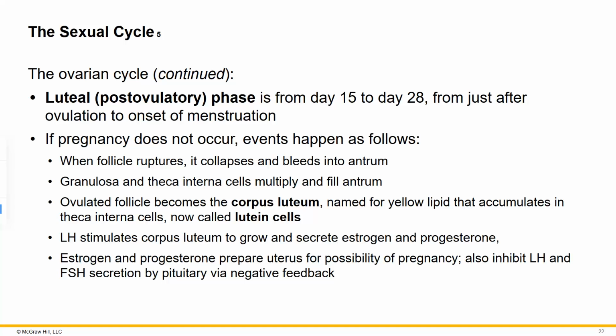If pregnancy does not occur, the events that happen are the follicle ruptures, it collapses and bleeds into the antrum, granulosa and the theca interna cells multiply and fill the antrum. Ovulated follicle becomes the corpus luteum, named for the yellow lipid that accumulates in the theca interna cells, now called the lutein cells. Luteinizing hormone stimulates the corpus luteum to grow and secrete estrogen and progesterone. Estrogen and progesterone prepare the uterus for possible pregnancy, also inhibit luteinizing hormone and follicle-stimulating hormone secretion by the pituitary via negative feedback. Basically, we don't want it to ovulate again if we've already just ovulated.